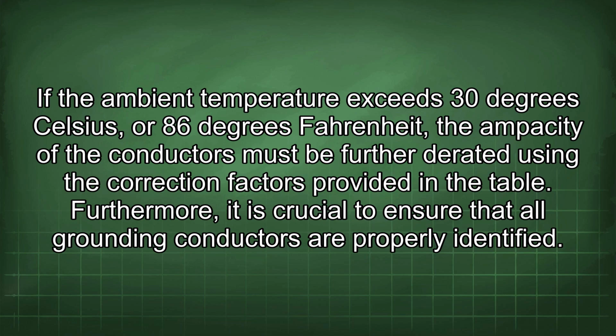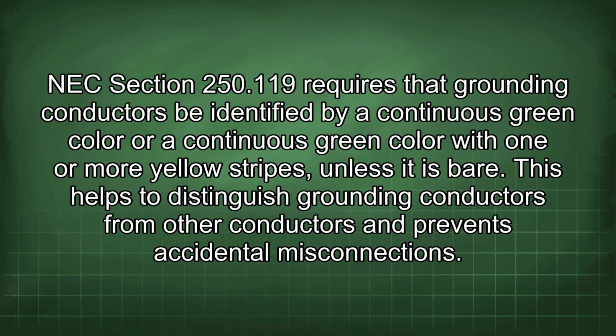Furthermore, it is crucial to ensure that all grounding conductors are properly identified. NEC Section 250.119 requires that grounding conductors be identified by a continuous green color or a continuous green color with one or more yellow stripes, unless it is bare. This helps to distinguish grounding conductors from other conductors and prevents accidental misconnections.